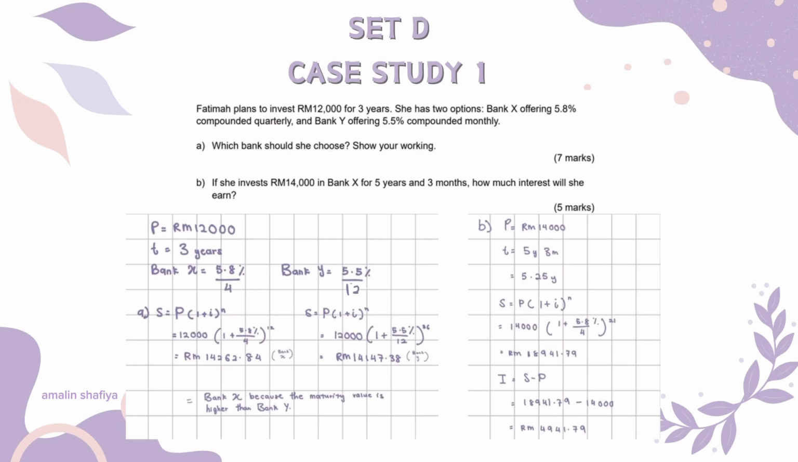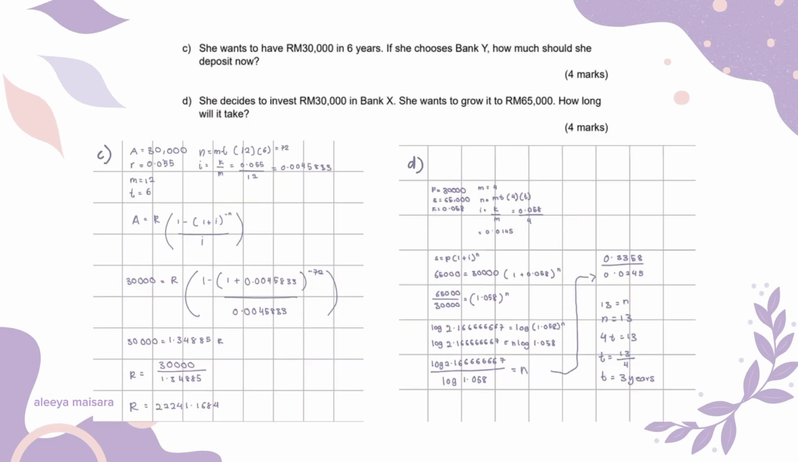So, 18,941 ringgit 79 cents minus 14,000, and the answer will be 4,941 ringgit and 79 cents. So for case study 1, we have question C and D. So first, let's take a look at question C.